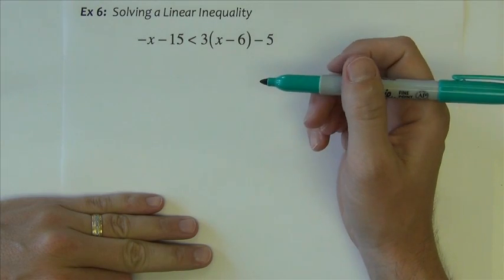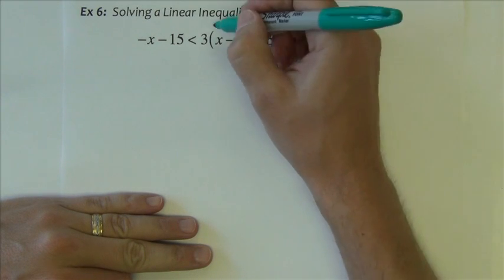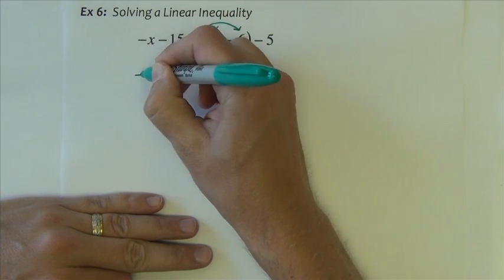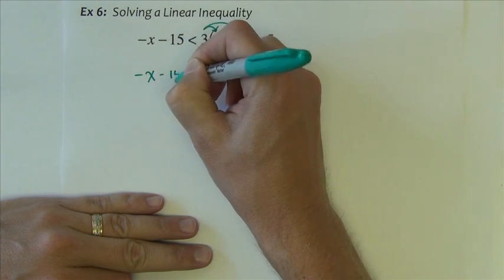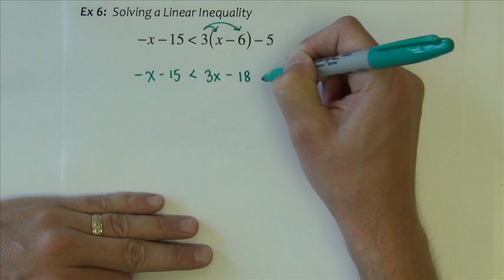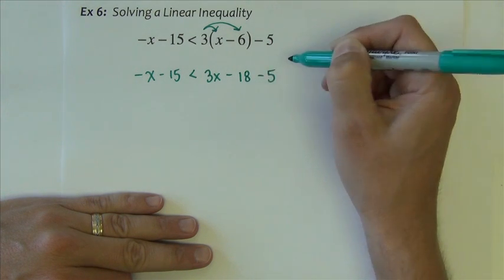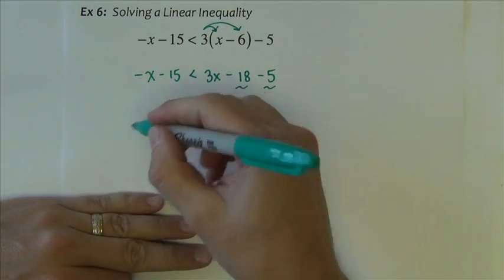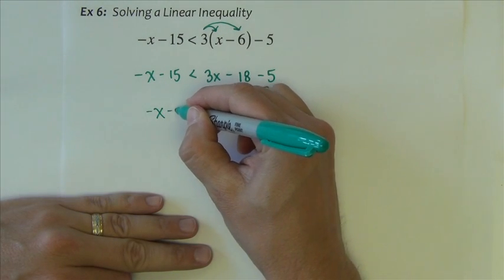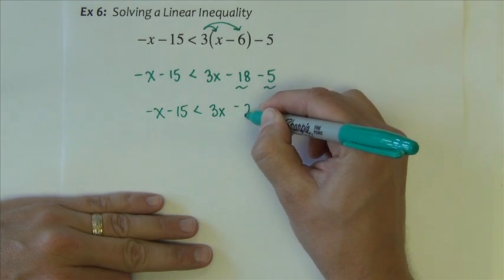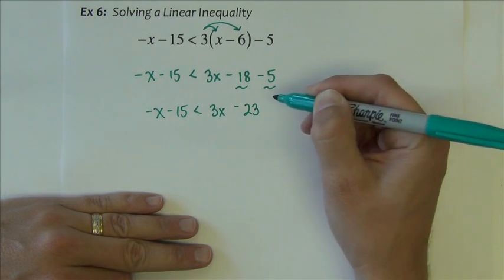Next example, solving a linear inequality, just like the last one. I'm going to begin this one with the distributive property here on the right. So we have negative x minus 15 is less than 3x minus 18. Bring down that minus 5. My like terms here result in negative x minus 15 is less than 3x minus 23.